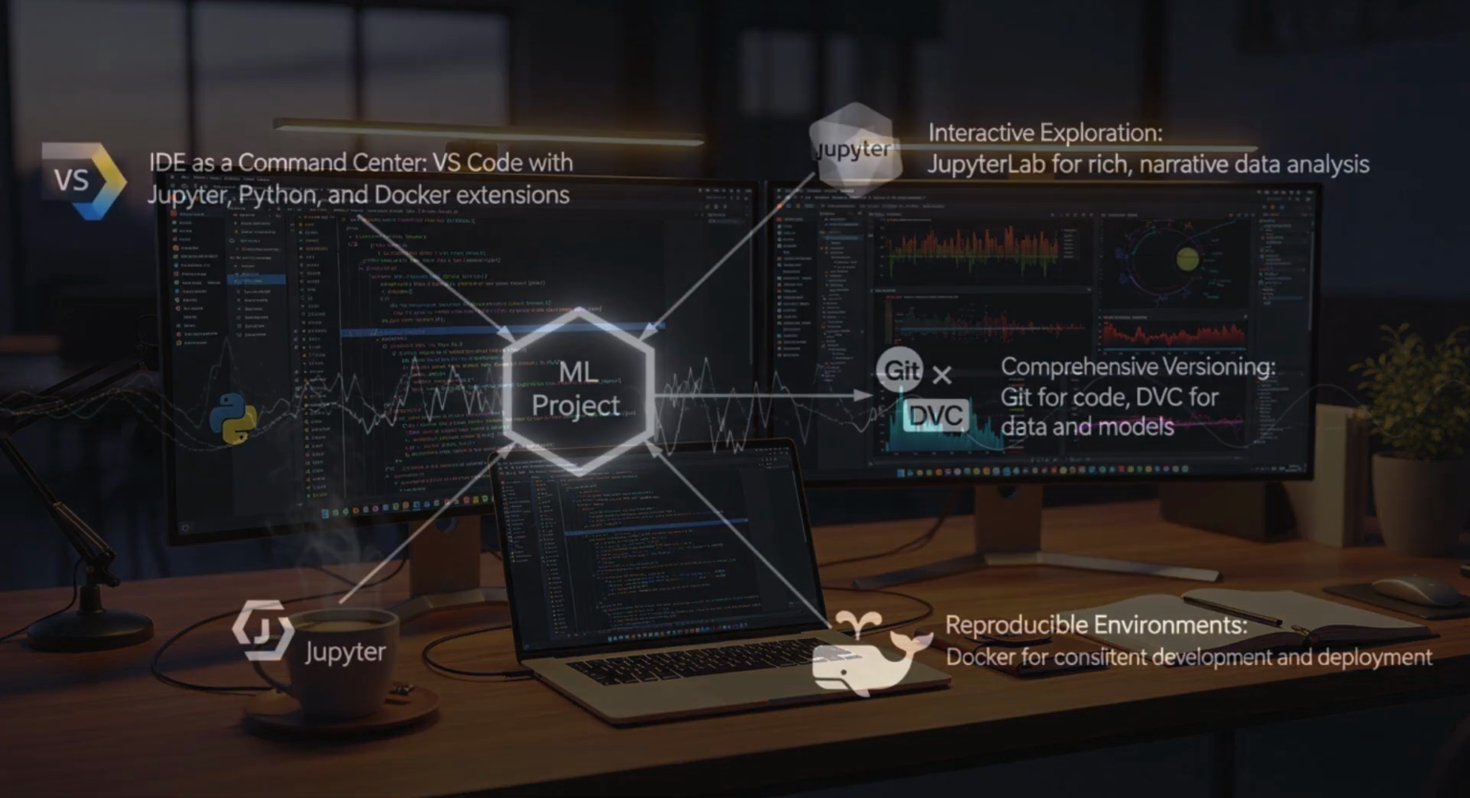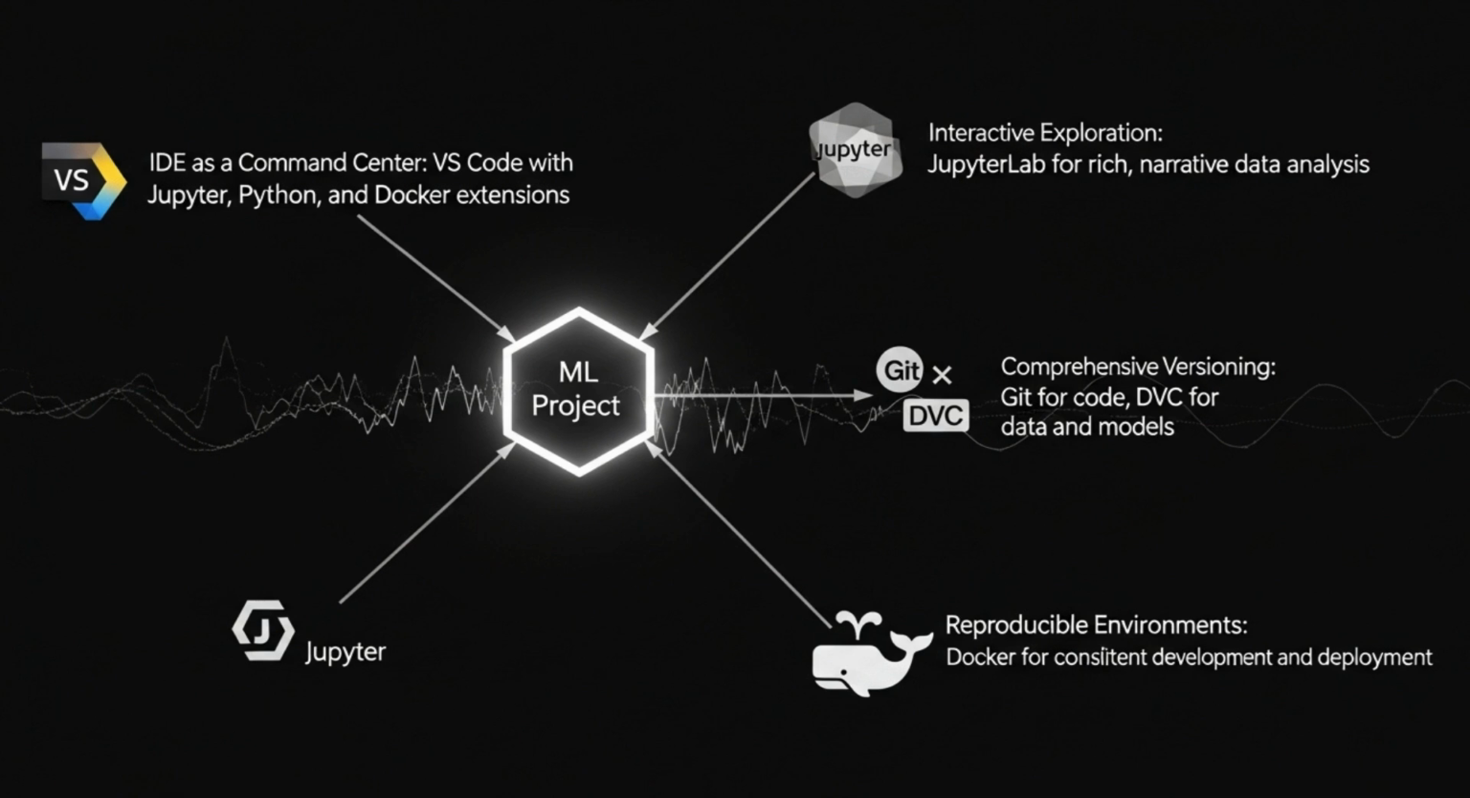Let's begin. Every project begins in the same place, the development environment. This is my digital workshop, where ideas are forged into prototypes. My primary tool is Visual Studio Code. It's more than just a text editor, it's a command center. With integrated Jupyter Notebook support, I can write and execute cells directly within my editor, keeping my exploratory code and production scripts in one place. This tight loop is critical for rapid iteration.